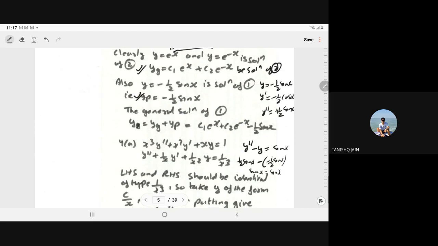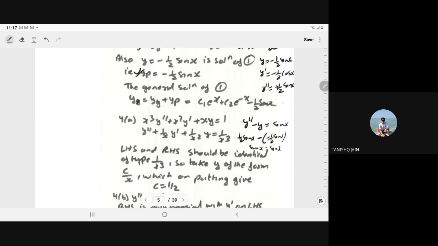So the general solution, by the theorem B, it will be the yg plus yp. So c1 e to power x plus c2 e to power minus x minus half sin x will be the general solution of the first.